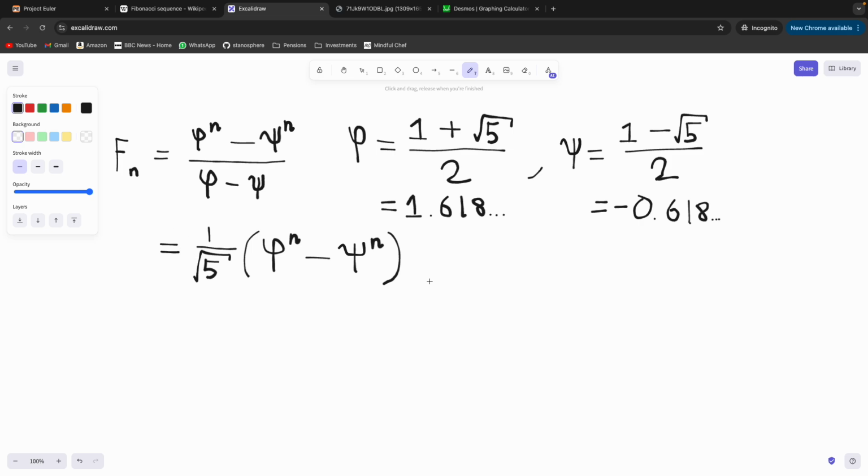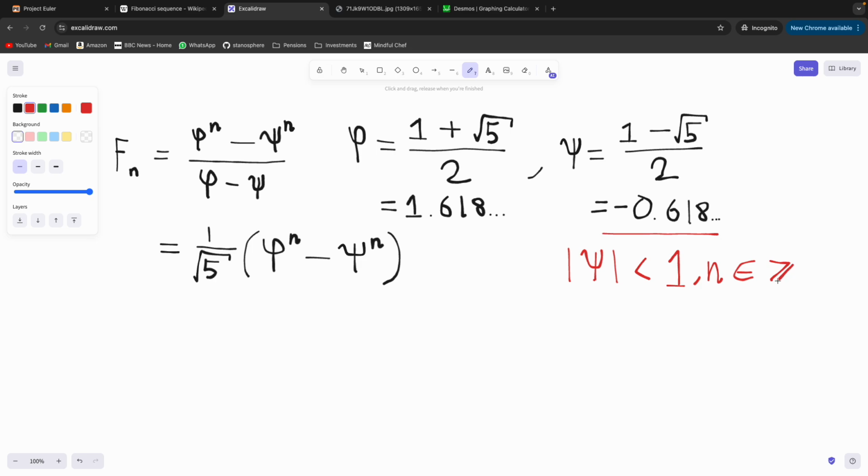So this is the nth Fibonacci number in, I guess, a Scala draw, and because we're dealing with large Fibonacci numbers, we can essentially ignore the contribution from psi, because when n is large, psi to the n is going to be really small, because the absolute value of psi is less than 1, and n is an integer in this world.